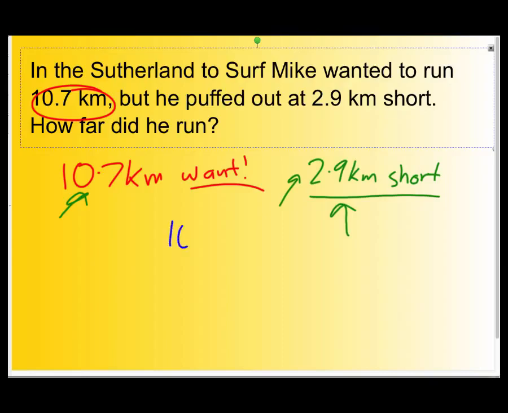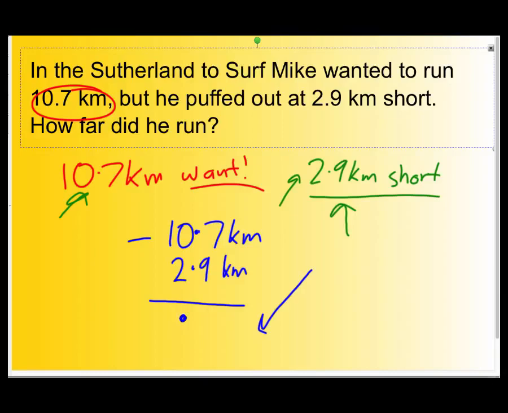This is like saying he wanted to get to 10.7 kilometers, but he was short of that by 2.9 kilometers. So how far did he actually run? And the answer should be down there. So you've just got to do your subtraction here. Remember to keep the decimal points all in a line and mirror your decimal point down there.